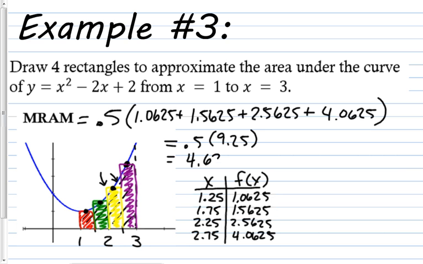Now notice, 4.625. If you did your try it, the LRAM was 3.75. The RRAM was 5.75. But MRAM is actually in between those two. If you did the try it, you see that the LRAM was an underestimate because from 1 to 3, this graph is concave up and increasing. MRAM this time was an overestimate because it is concave up and increasing. So MRAM actually lies right in the middle.